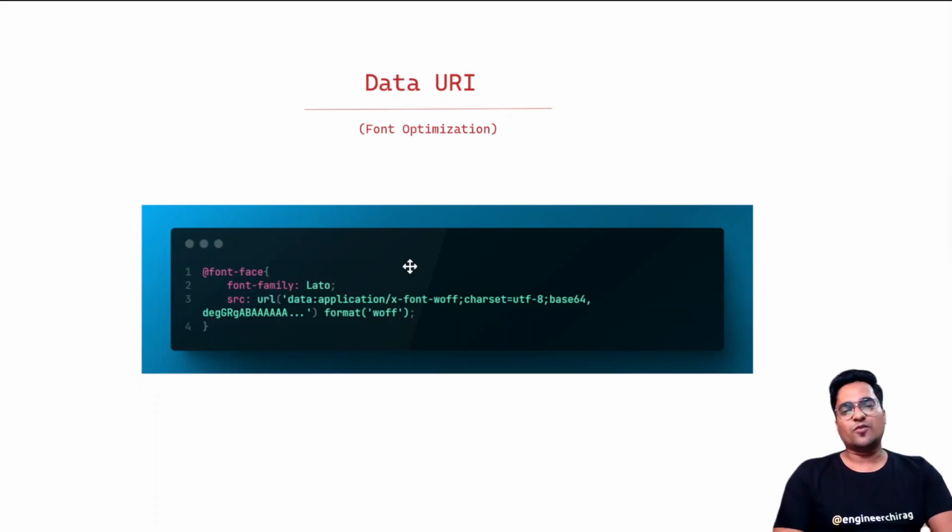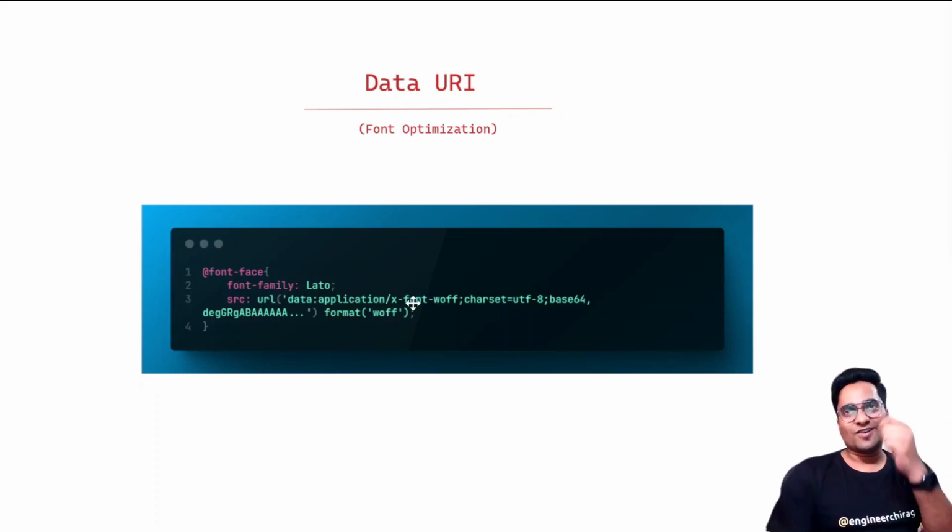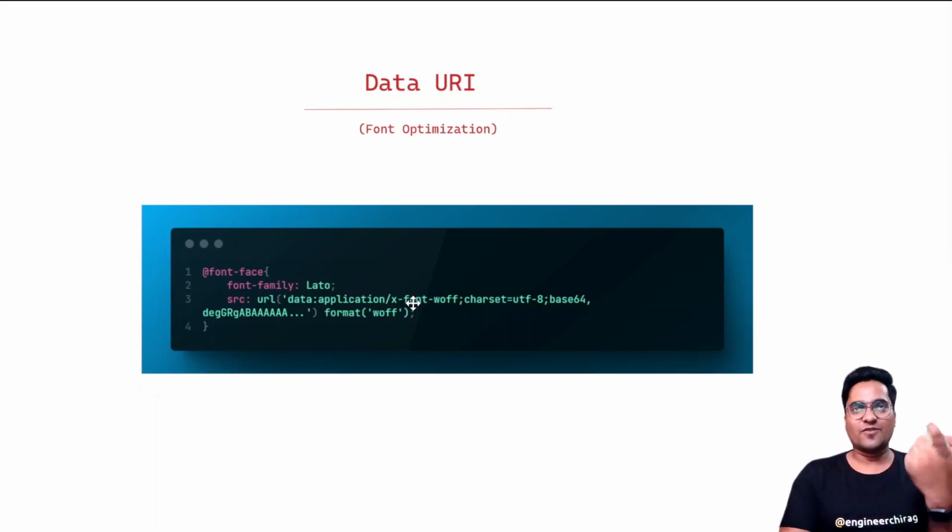But again, you have to make sure whenever you have base 64 encoded, it comes with a cost. Your file size is going to increase. So use it very intelligently, on certain conditions only. But yes, it works if your font families are small, right? Don't make another request. Use data URI for that.